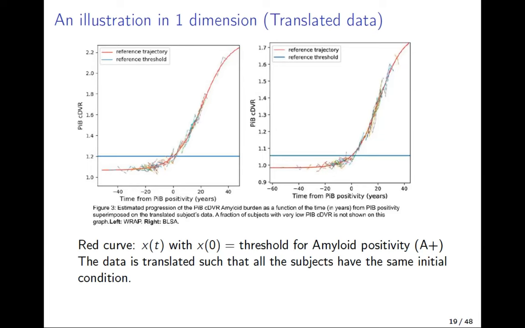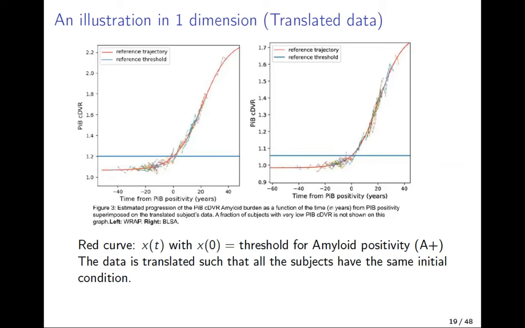What I've done is that because it's a differential equation, there are just two things to characterize the full trajectory of the amyloid value for a subject. You get this curve and you get the initial condition. So here, I've moved all the subjects, assuming that they have the same initial condition. In this case, they should all line up on this curve. And you can see that there is still a translation, right? So don't be fooled.